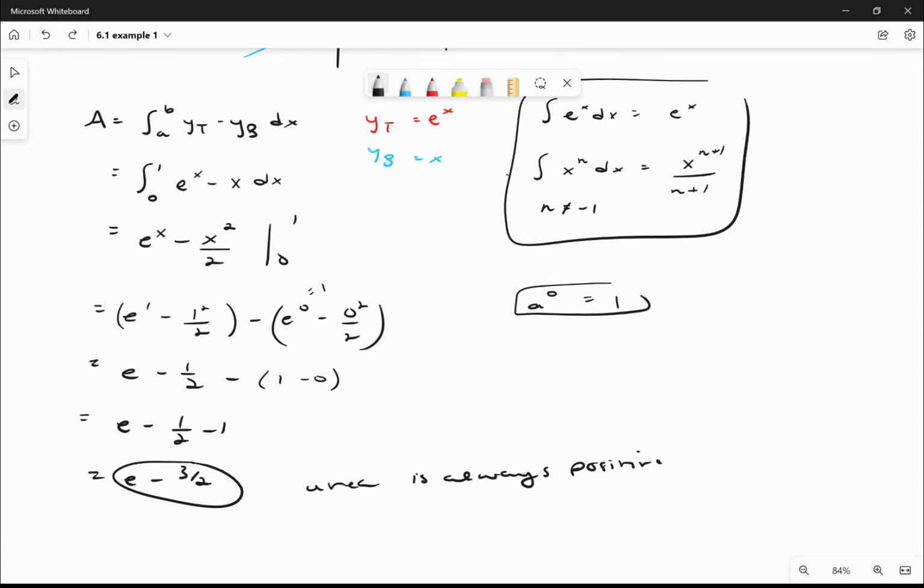Here we have e minus 3/2. e is approximately 2.7, 3/2 is 1.5, so this is definitely positive. So that's our answer.